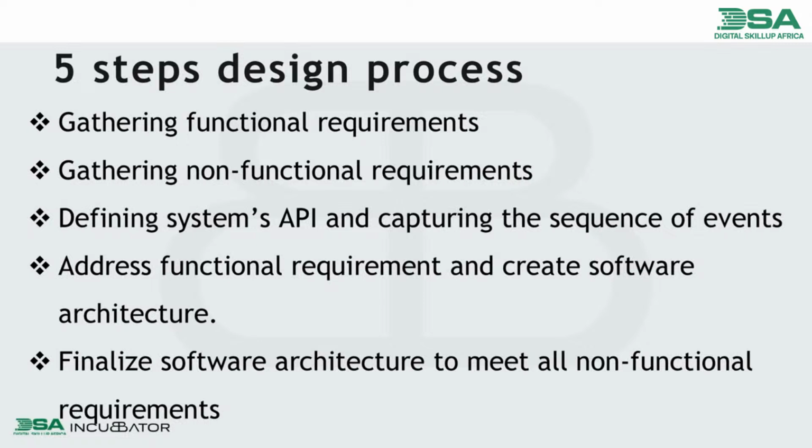Now, this five-step design process, we will realize that the first three steps in this process define our system from different angles externally. If you look at this, you realize that gathering functional requirements, gathering non-functional requirements, and defining the system's API and capturing the sequence of events, they are defining our system from different angles externally, right? And then the final two steps, which address the functional requirements and create the software architecture, and also finalize the software architecture to meet all non-functional requirements. What does it do?